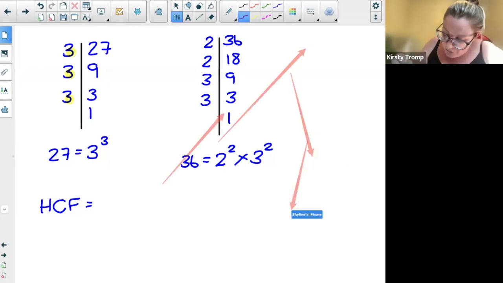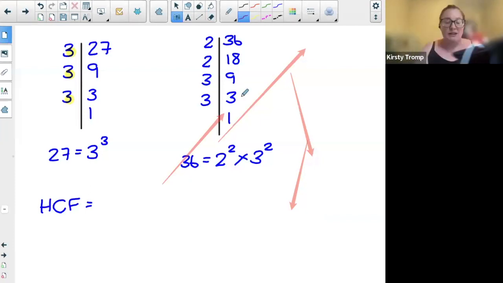I'm going to ask Shailen to please stop drawing on my screen. If you can delete everything that you've drawn, Shailen, I'd really appreciate it.